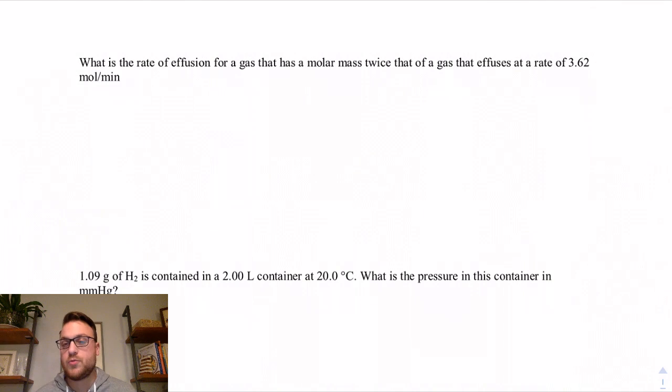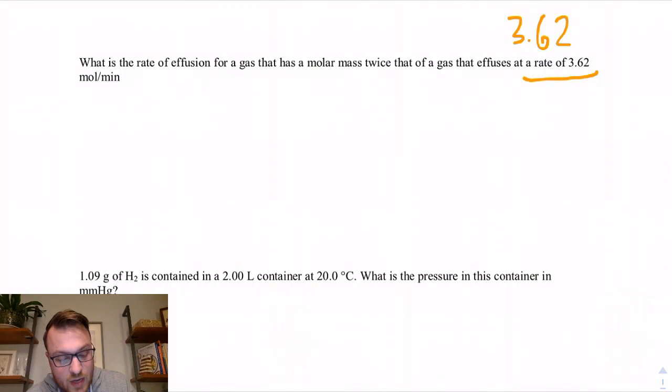So the problem says, what is the rate of effusion for a gas that has a molar mass twice that of a gas that effuses at a rate of 3.62 moles per minute? So notice that it doesn't say that it's 3.62 times faster. It doesn't say that. It says that it effuses at that rate.